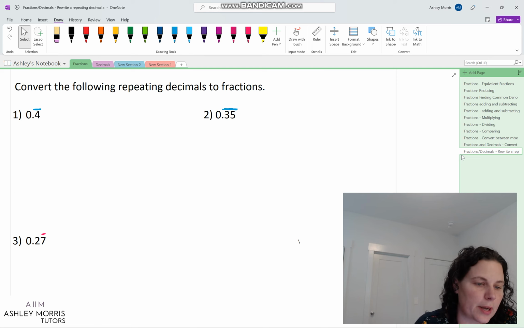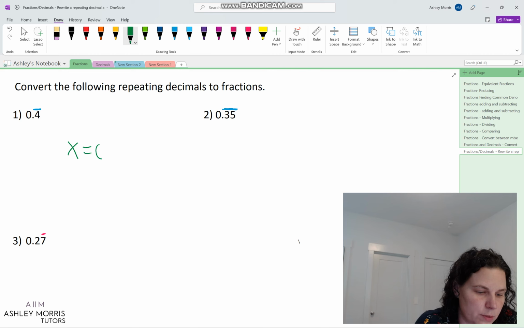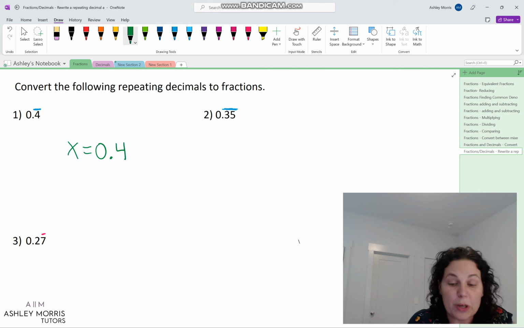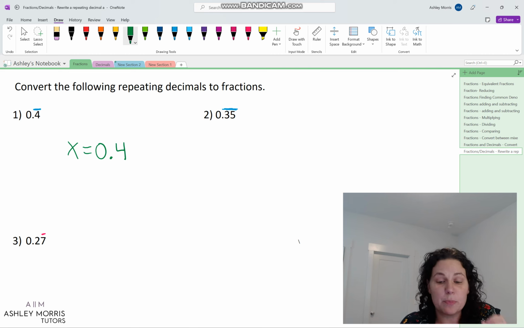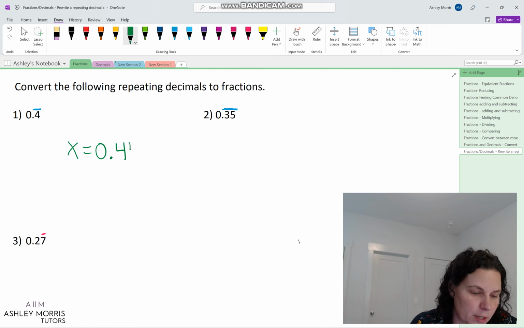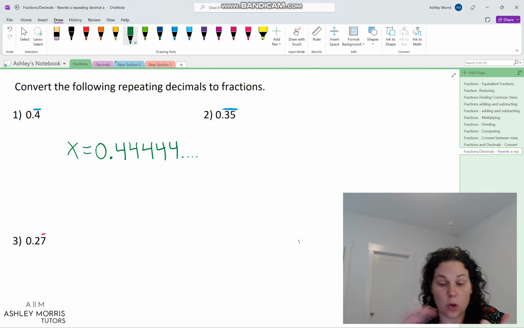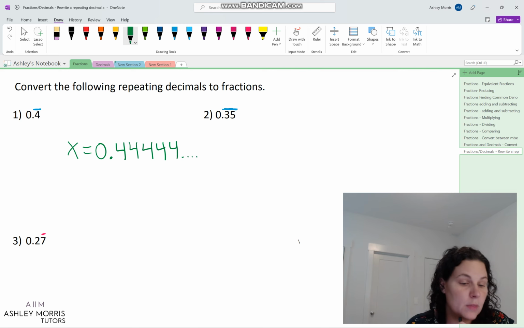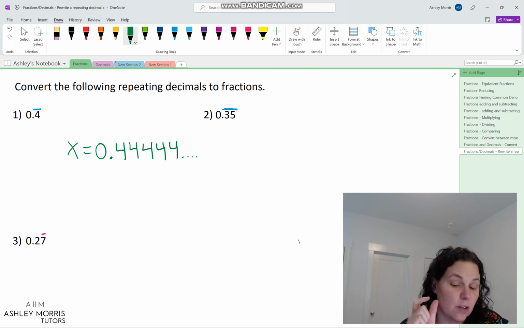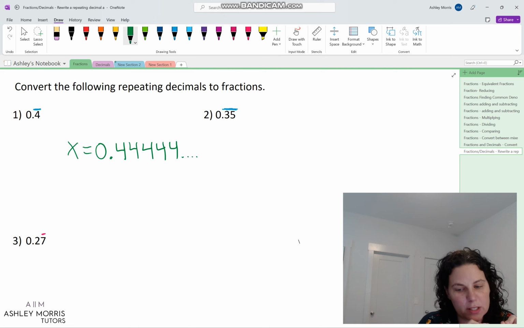So the first equation is just x equals whatever my original decimal is. So this time it's 0.4 repeating. That bar is just over the 4, so we're going to write out a couple of 4s. And then it technically keeps going on and on, but we just need a couple of them. Once we get here, we got to make another one. We need to get one set of whatever repeats in front of the decimal.